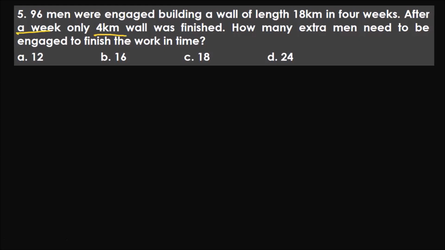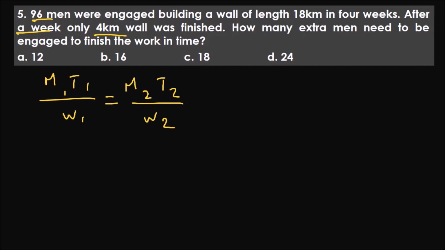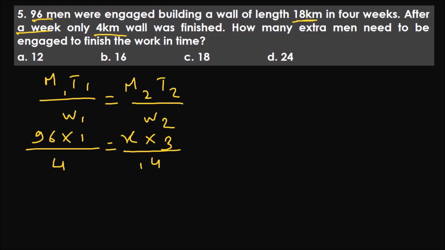Now, after a week, only a 4-kilometer wall was finished. How many people? 96 men. Okay, so we all know this formula. M1 T1 by W1 equals M2 T2 by W2. So let's use this. What is M1? 96. What is T1? 1 week. What is W1? 4 kilometers. This is equal to how many men needed? That is X into how many weeks left? 3 weeks left divided by how many kilometers left? 14 kilometers left because totally 18 kilometers are there and they were finished only till 4 kilometers.